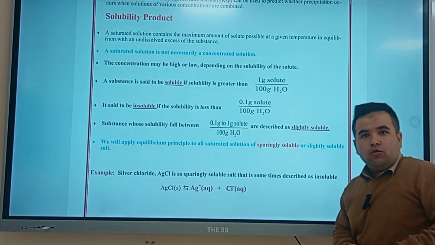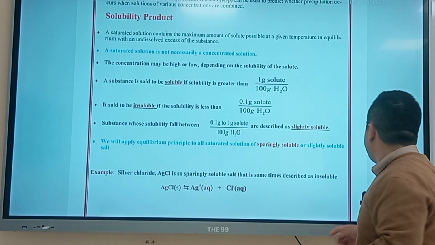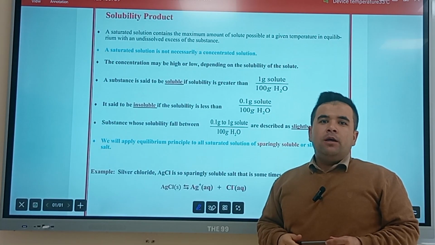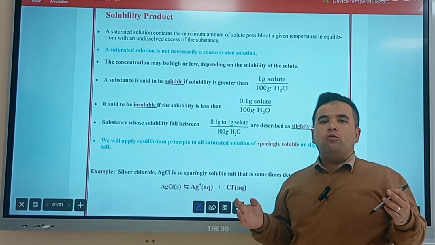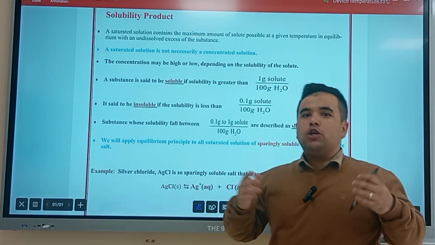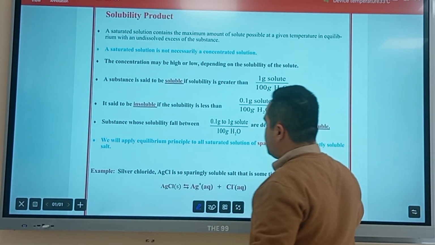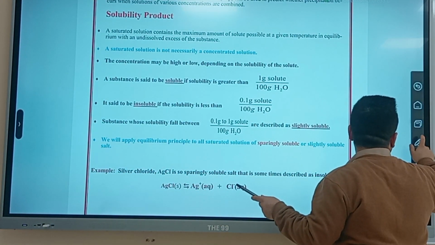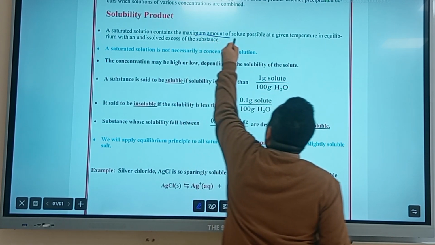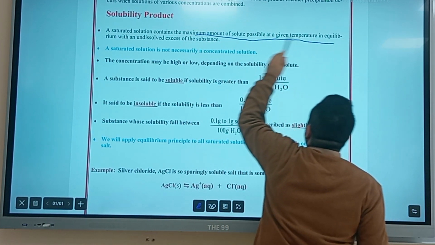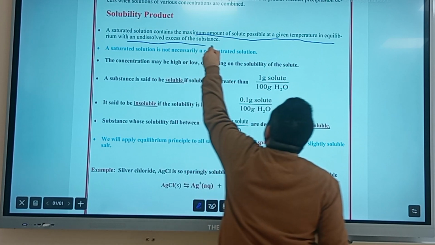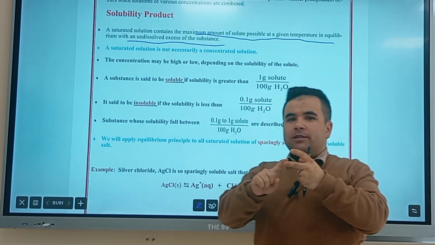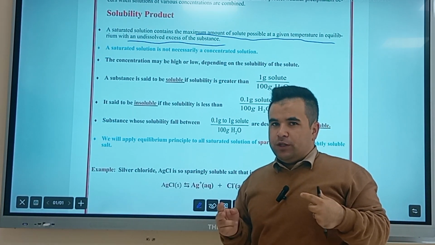So, guys, let us talk about the solubility product. In this section, we will deal with solutions which are saturated solutions. So what is a saturated solution? It is a solution that contains the maximum amount of solute possible at a given temperature in equilibrium with an undissolved excess of the substance. We have two pairs of terms: saturated and unsaturated, and dilute and concentrated.